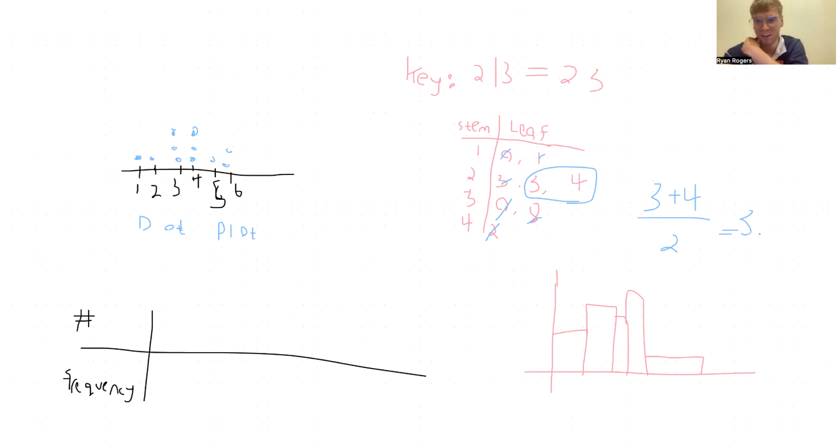That's wrong. That is absolutely wrong. This isn't 3 and 4. This is 23, if we look at our key, and 24, right? So it is going to be 23 and 24 divided by 2. And the average of that, the median, is going to be 23.5.